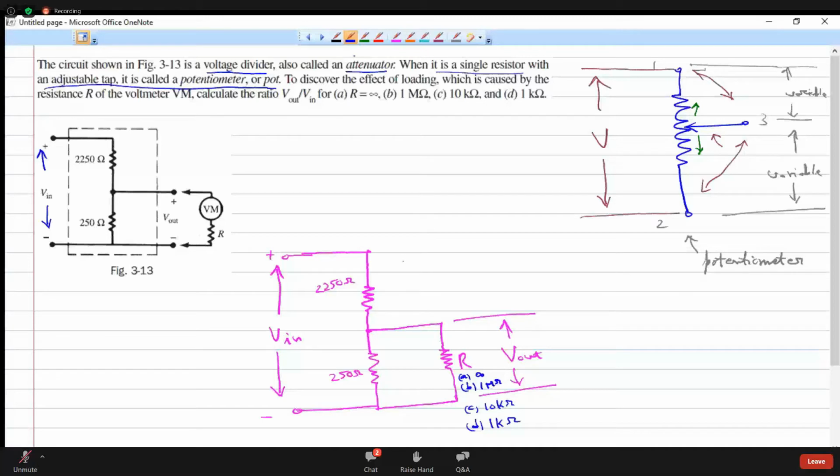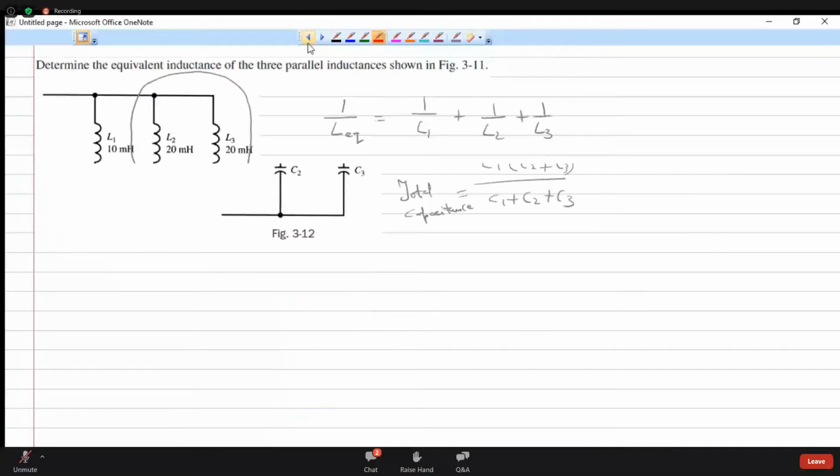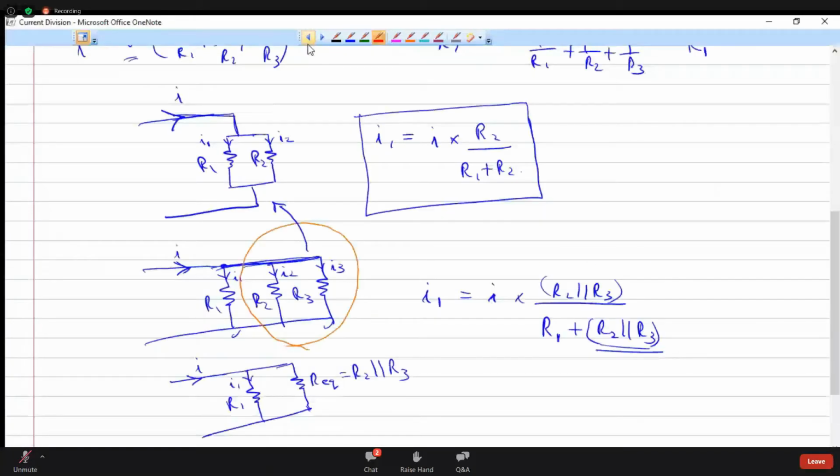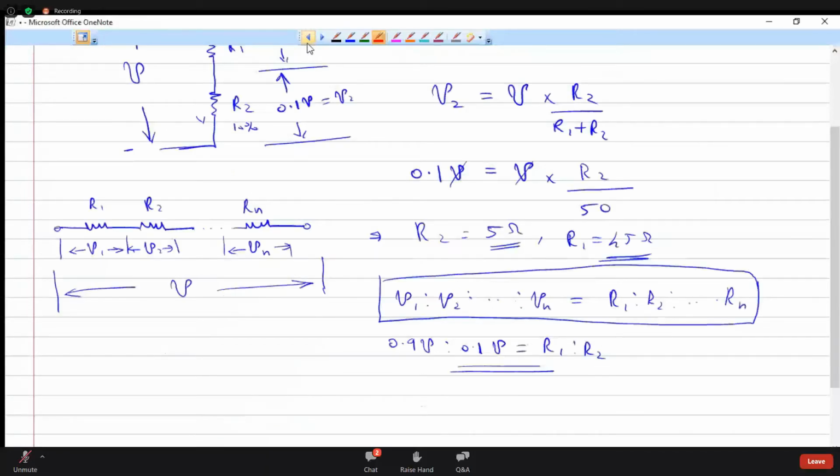So what we have to find out? We have to find out the ratio V out to V in. So which result we can use? Yesterday we have written the equation for voltage divider. So I will elaborate this method. Actually, this ratio I have not completed.